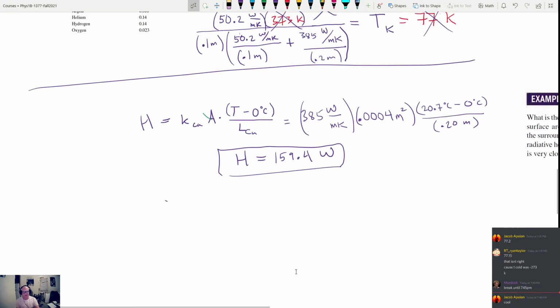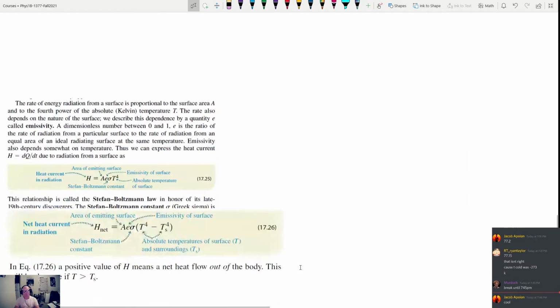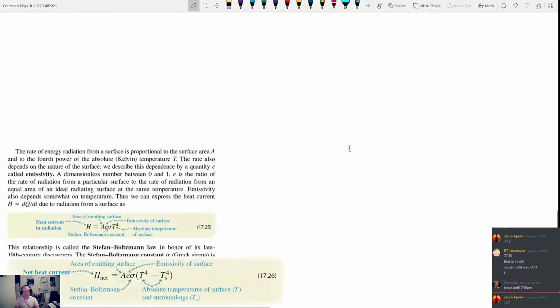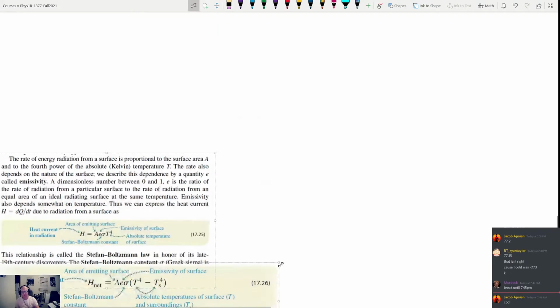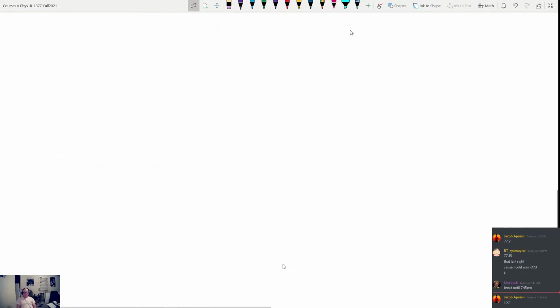All right, I should leave it there for a second. Any questions? All good, all good. All right, so the next thing we want to talk about is not this stuff, but convection. So let's make some room.